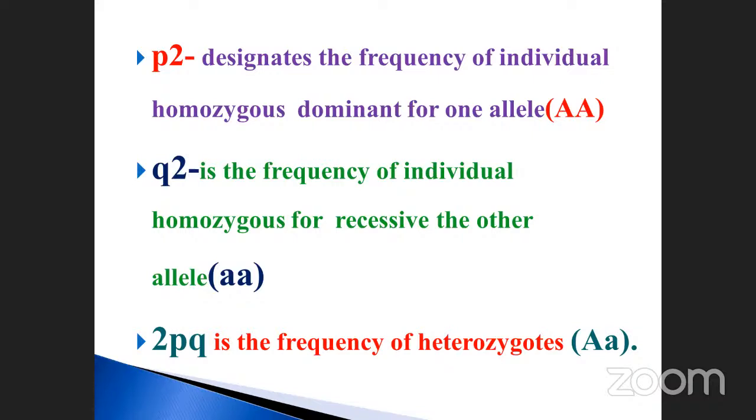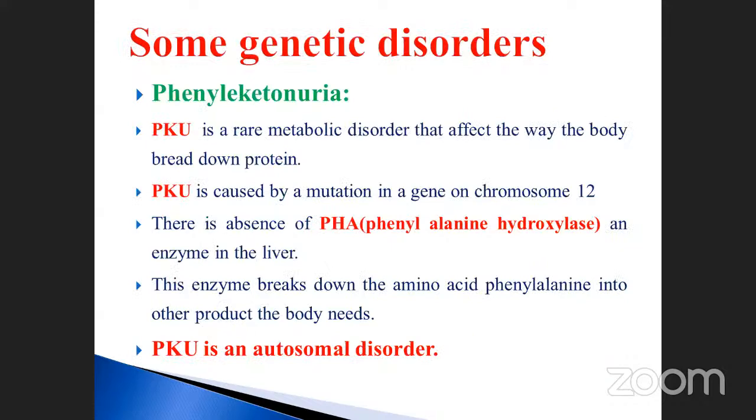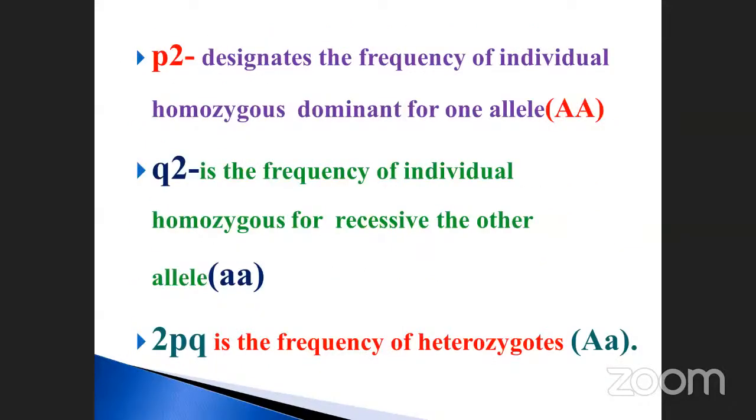Q squared is the frequency of the individual homozygous recessive for the other allele, small a, small a. 2PQ is the frequency of heterozygous. Why is it called heterozygous? The dominant allele is also present in it, and the recessive allele is also present in it. In this way, just listen, my dear students, very, very important. In this way, the calculation must come in your question paper. Don't forget, this is a very, very important part. We will see how this equation is also used for the calculation aspect. I will show you in the last one.